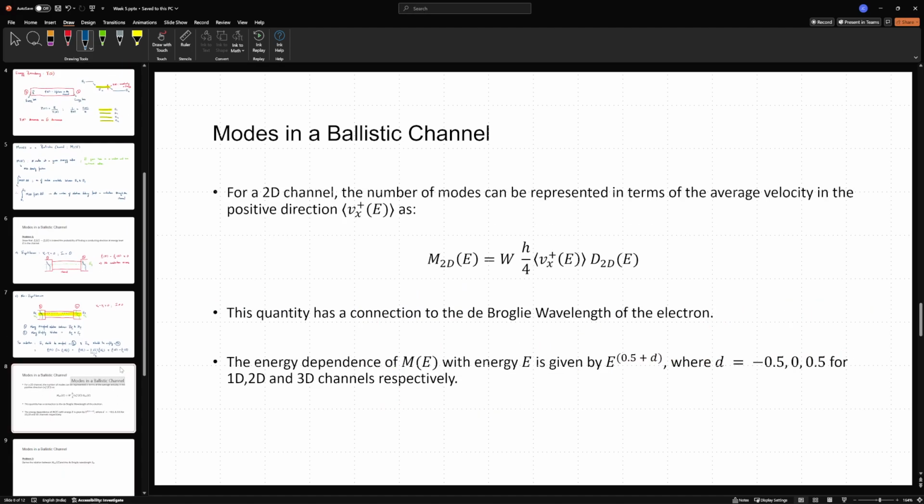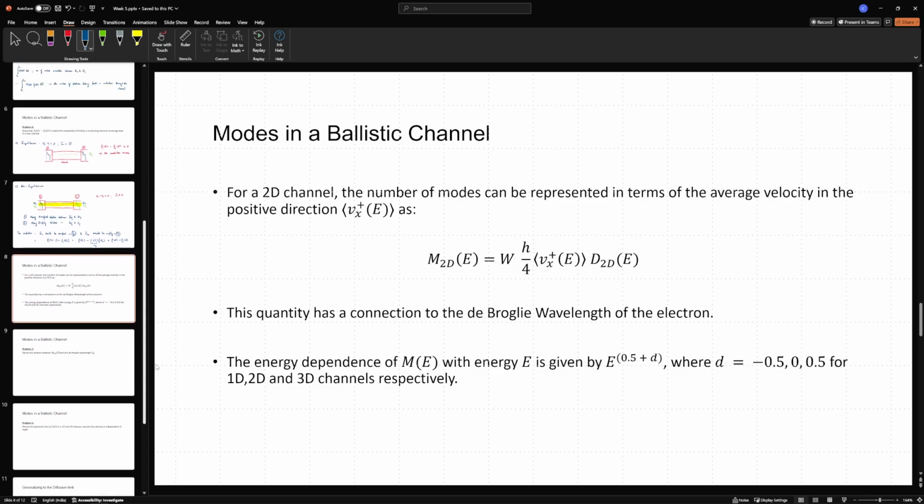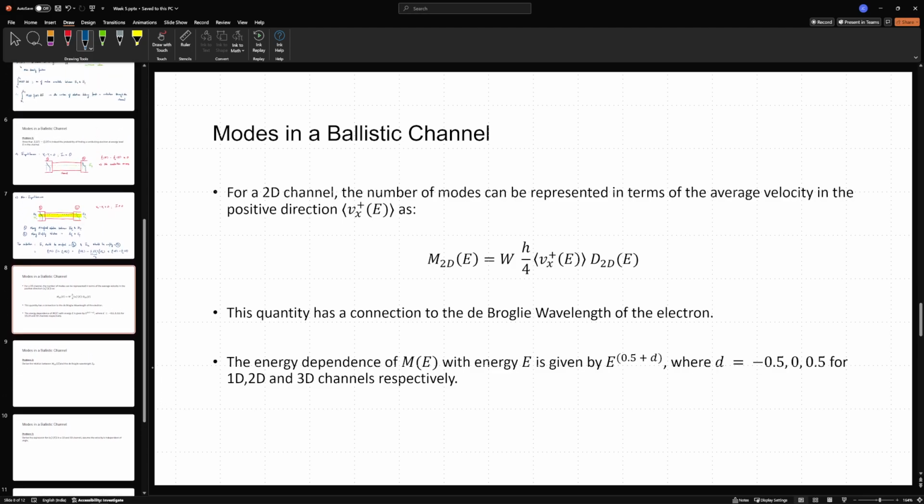Now let us look at modes in a ballistic channel. To be more precise, we shall be focusing on a 2D channel, and this is going to be our entire discussion for the next part. We will also briefly look at a couple of things. Before we reach the diffusive limit, I forgot what I was supposed to cover in this session for a brief moment. But a good amount of time is going to be spent on this quantity right here.